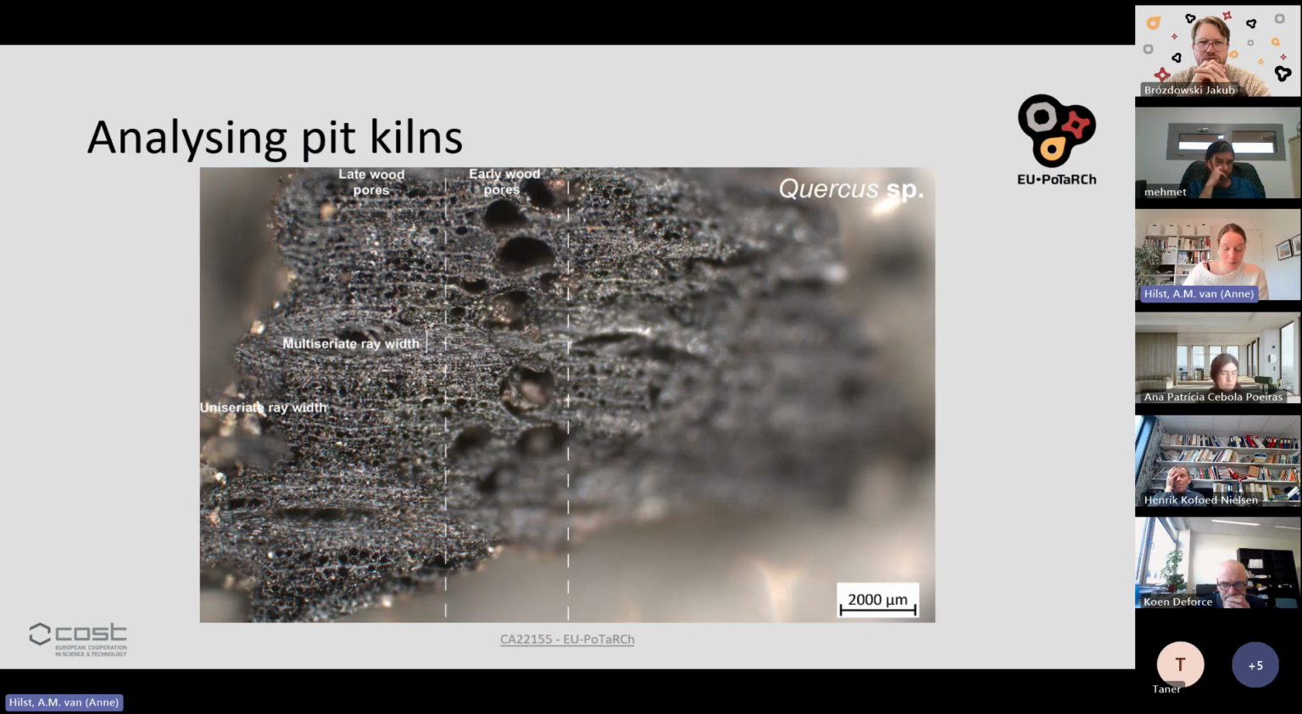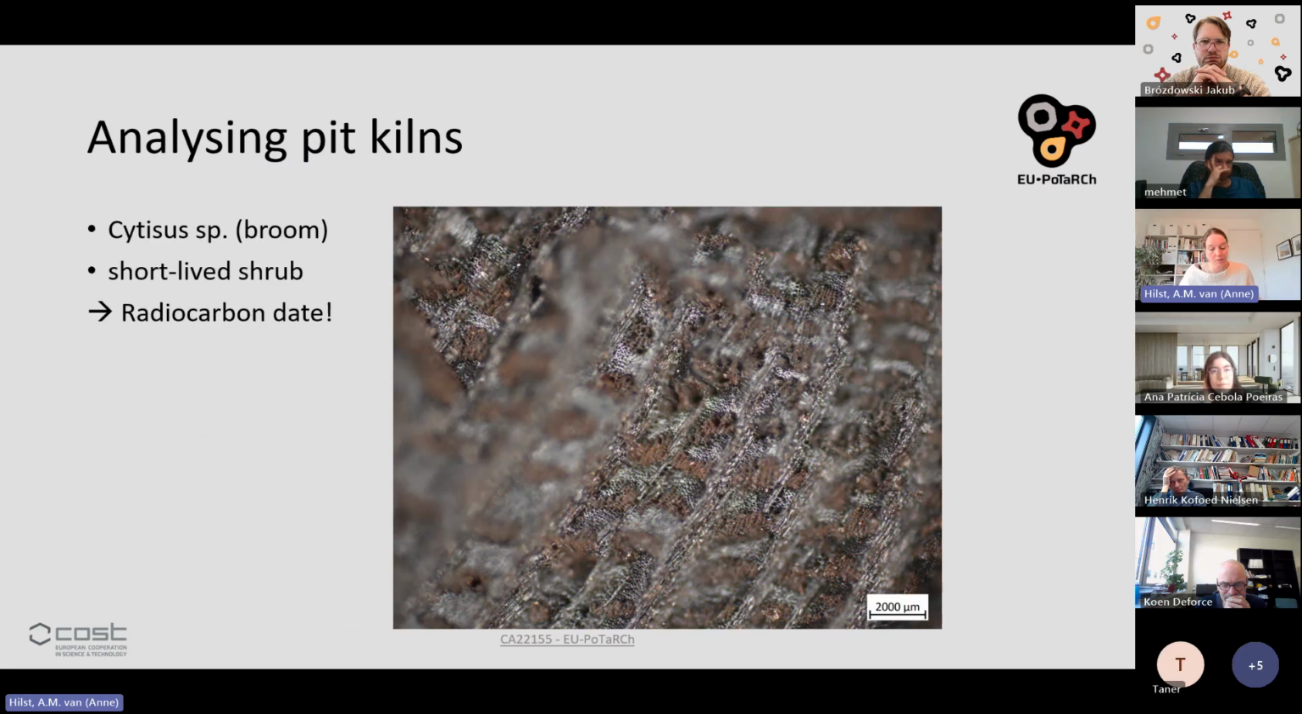That's why for dating this pit kiln, the next fragment is so much better. And I was happy we found it in the sample. So this is also a photo taken in the lab, and it's a fragment of Cytisus, broom.